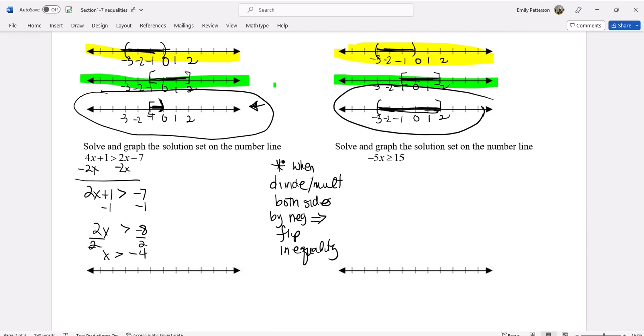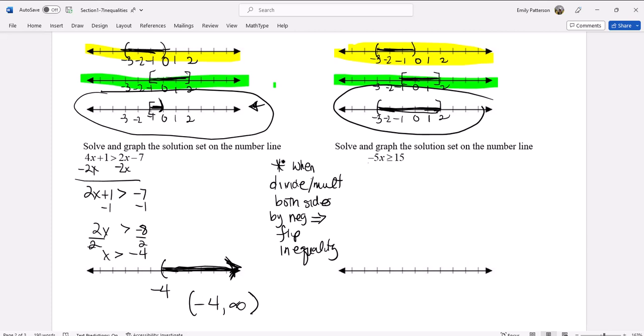So when we put this on, again, x is greater than, that means I'm going to go that direction from -4. It's greater than, not greater than or equal to, so I need a soft bracket, and we go this way. And I didn't ask for interval notation, but interval would have been starting at -4 and going on into infinity.